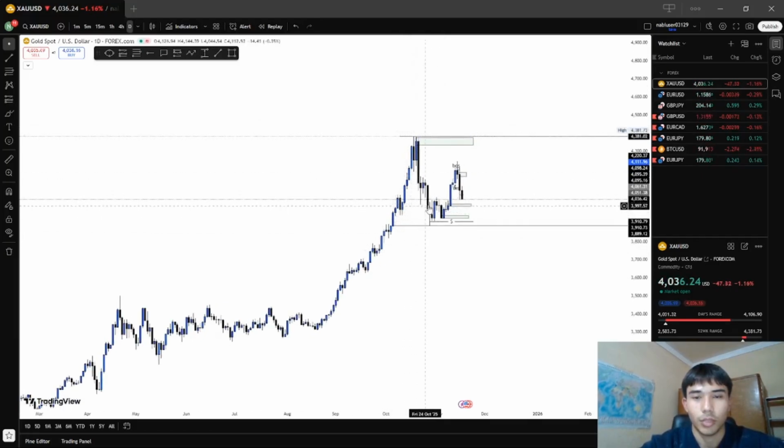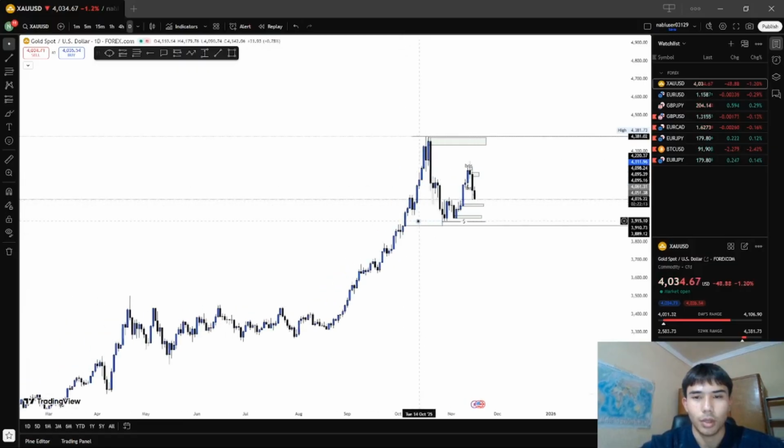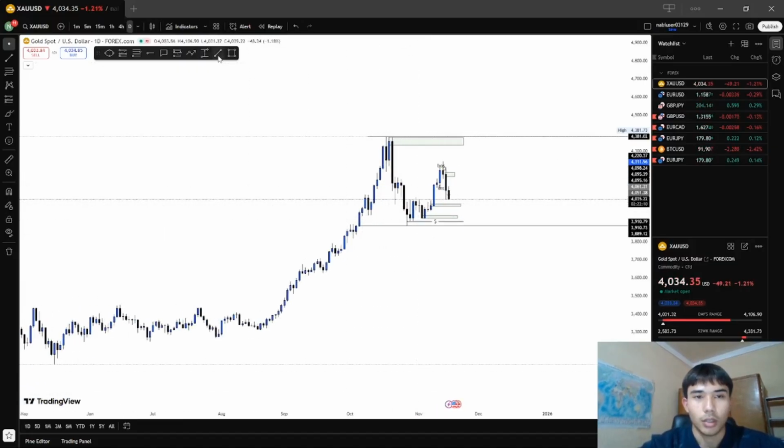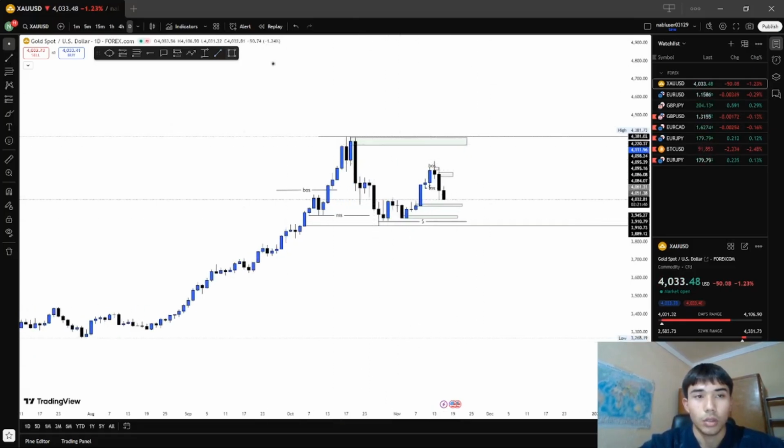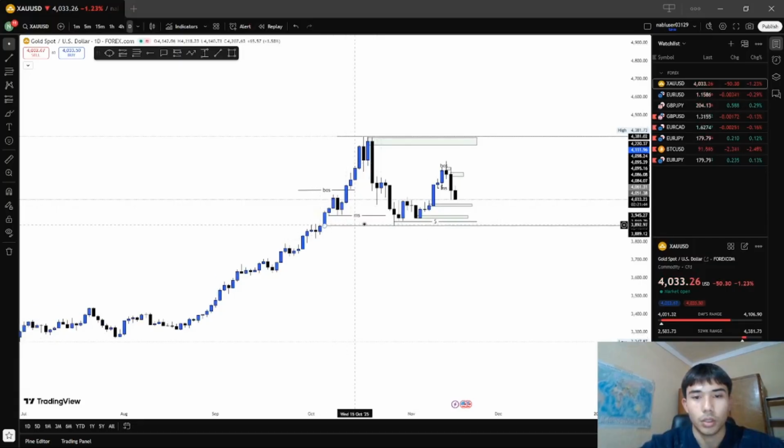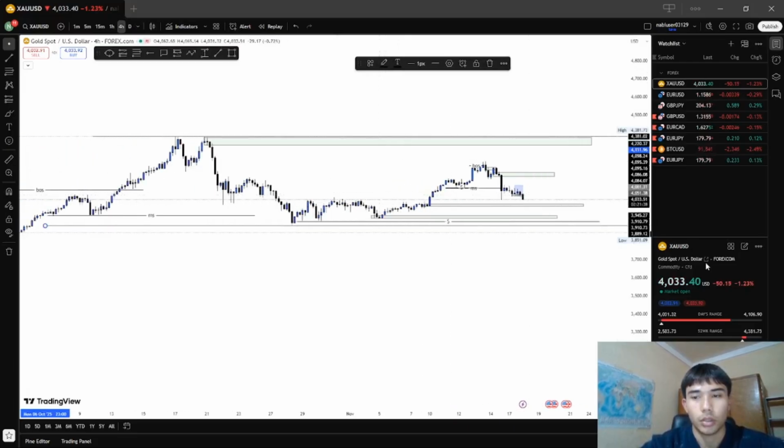Mm, yeah, I don't think so, because there is actually a little market shift here. There's a market shift and break of structure right around here. So this is our swing.